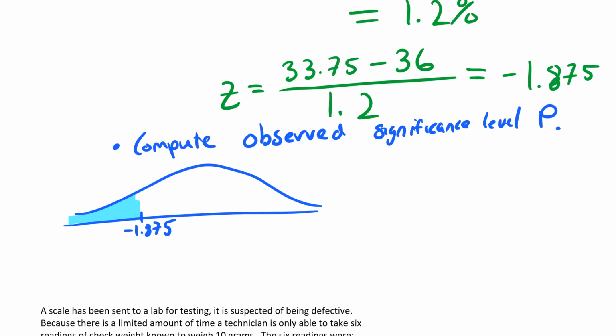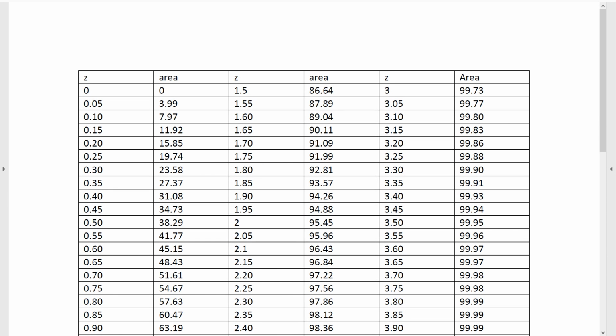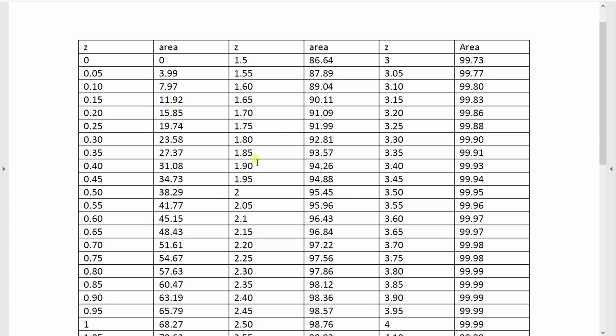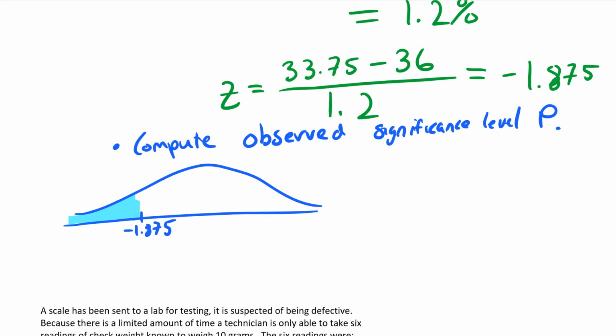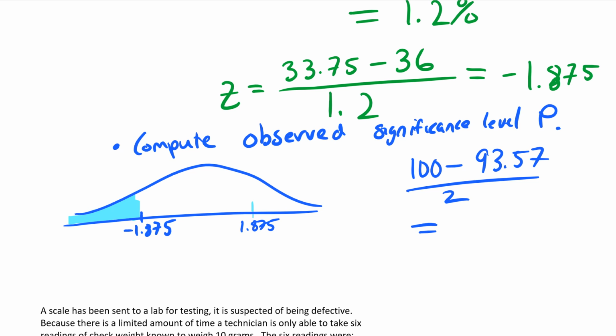So looking for the area under the normal curve to the left of negative 1.875, go to the normal curve table, looking for 1.875. Well, it's exactly between 1.85 right here and 1.9. So we'll go with the smaller value, 93.57. That gives us the area between negative 1.875 and 1.875. Because we want the area to the left, we do 100 minus that area between, divided by 2. And that will give us 3.215%.